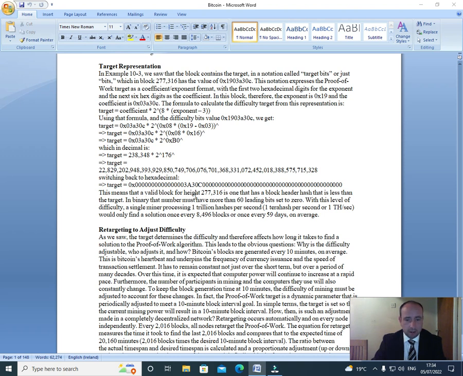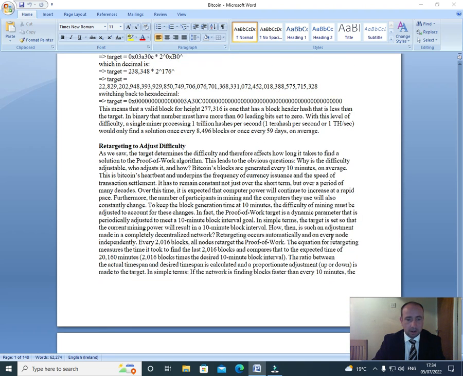This means that a valid block at height 277316 is one whose block header hash is less than the target. In binary, that number must have more than 60 leading bits set to 0. With this level of difficulty, a single miner processing 1 trillion hashes per second, or 1 terahash per second, would only find a solution once every 8496 blocks, or once every 59 days on average.